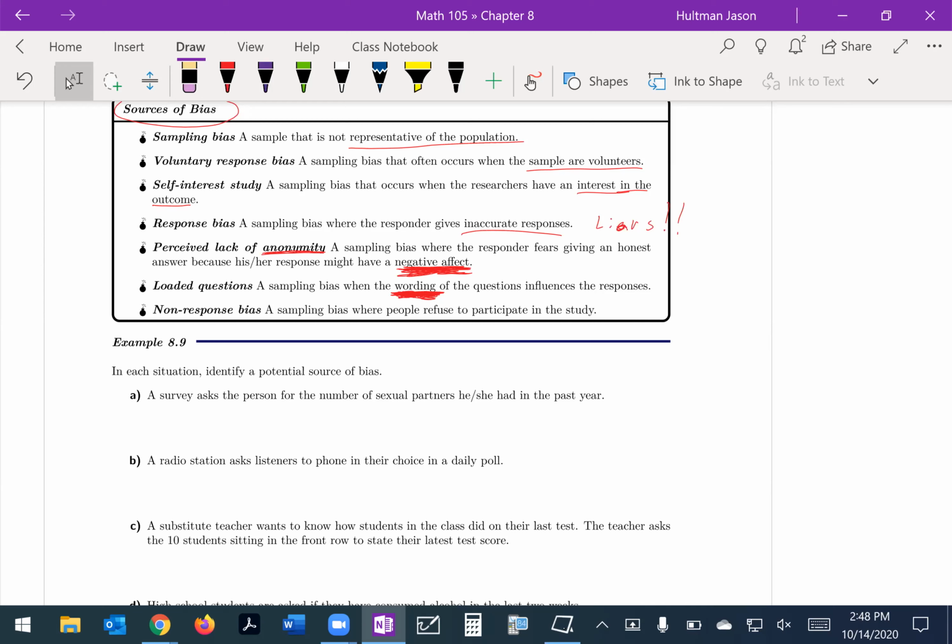So perceived lack of anonymity. Yeah, I'm going to go with that one too. Okay, anonymity. I do not want people knowing my personal answer to that, unless it's completely anonymous. Okay, so anonymity.